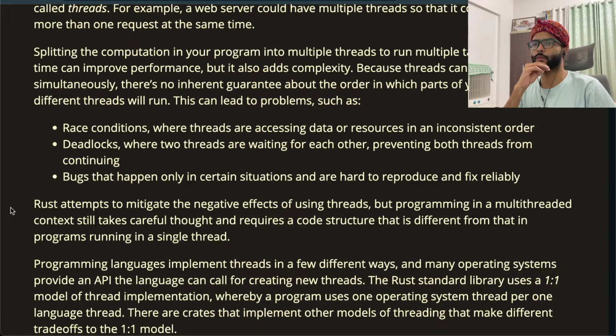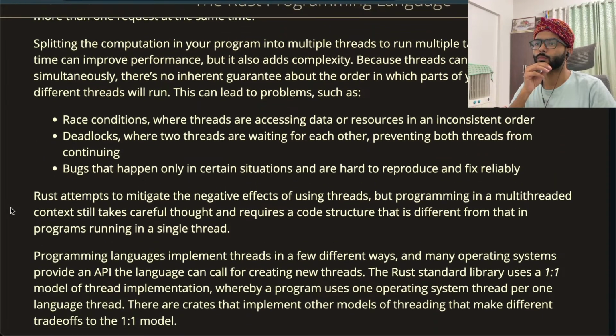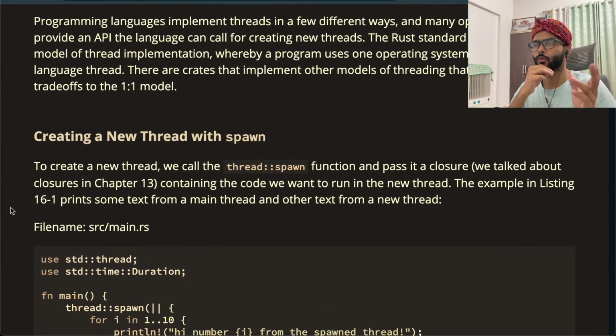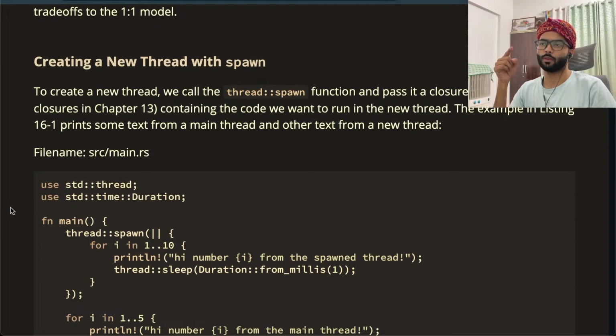Race conditions, where threads are accessing data or resources in an inconsistent order. Deadlocks, where two threads are waiting for each other, preventing both threads from continuing. Bugs that only happen in certain situations and are hard to reproduce, and fixed reliability. Okay. Creating a new thread is, I think, thread spawn. Yeah, I think we did this when we were building an HTTP server.